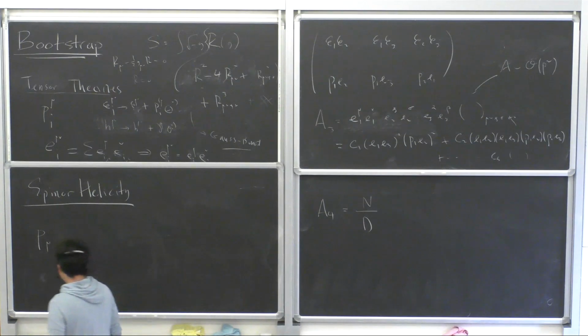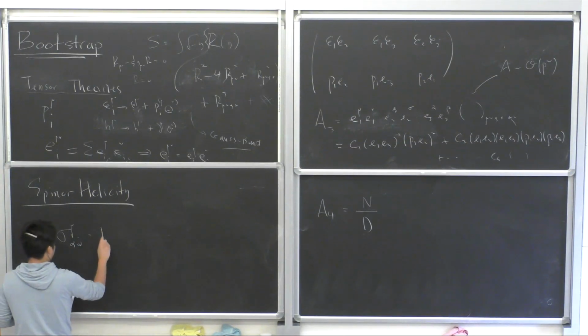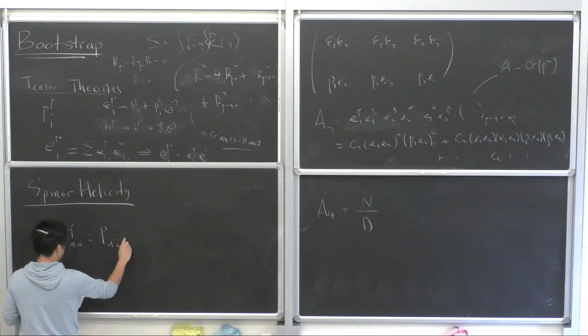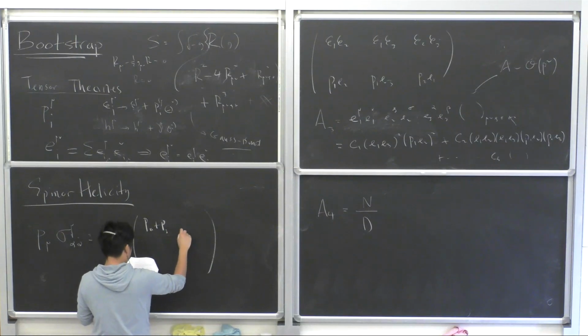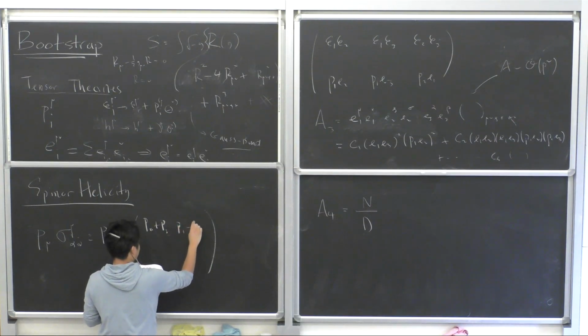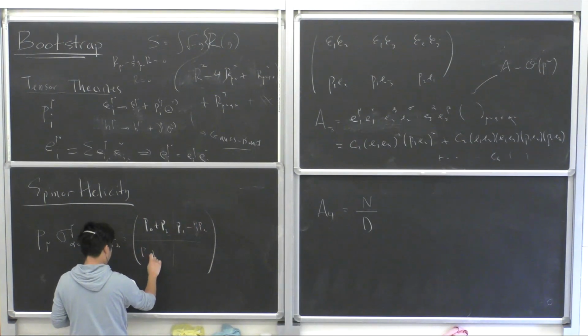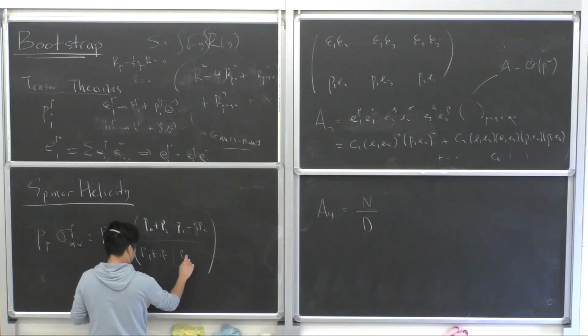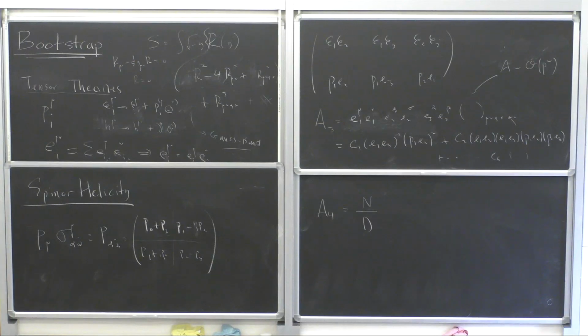To do that, we write P mu sigma mu alpha alpha dot, where this is the usual Pauli matrix. I can define this as P alpha alpha dot. Just so we have fixed conventions, I'm defining this as P0 plus P3. This will differ from other conventions, but this is the one I am using. It's a 2 by 2 matrix: P0 plus P3, P1 minus i P2, P1 plus i P2, P0 minus P3. Super explicit in terms of components.